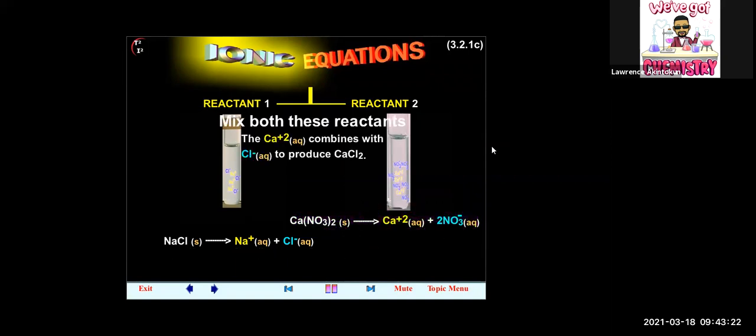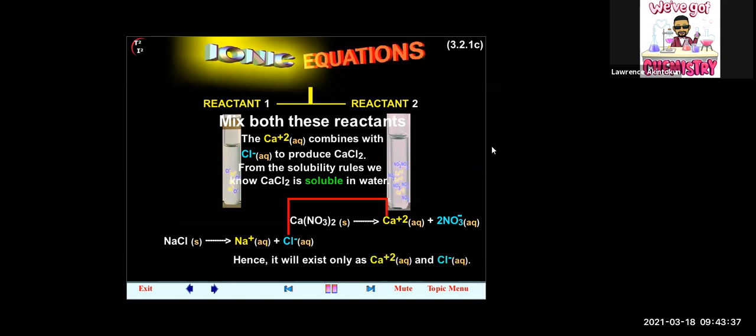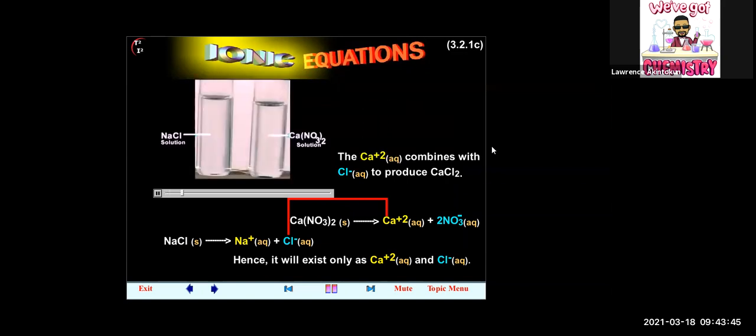The Ca2+ aqueous combines with Cl- aqueous to produce CaCl2. From the solubility rules, we know CaCl2 is soluble in water. Hence, it will exist only as Ca2+ aqueous and Cl- aqueous. Sodium chloride on the left, calcium nitrate on the right. An aliquot of sodium chloride withdrawn and added to calcium nitrate results in no precipitate.